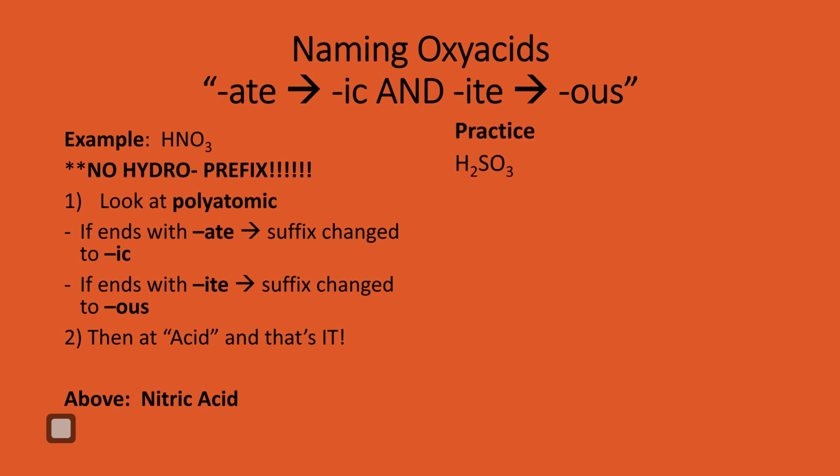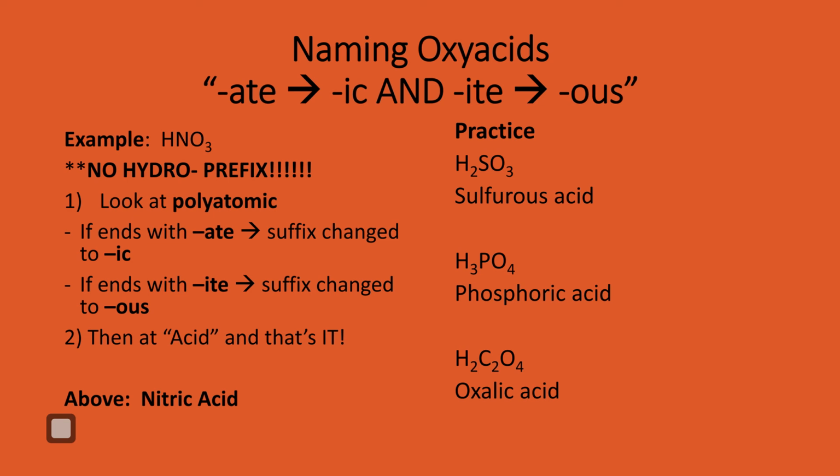Okay. Some other examples, H2SO3. SO3 is sulfite, so it's going to change to ous, so this is sulfurous acid. H3PO4, that's phosphate, so that would be phosphoric acid. H2C2O4, that's oxalate, so A to ic, oxalic acid. All right, but we never use hydro because it's a polyatomic ion.